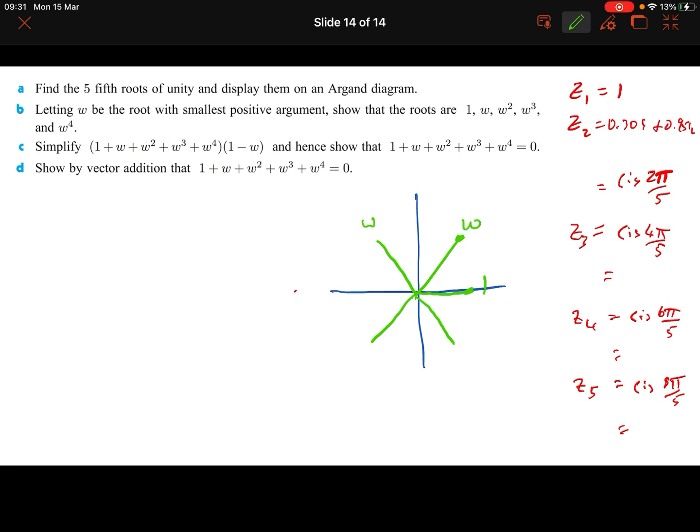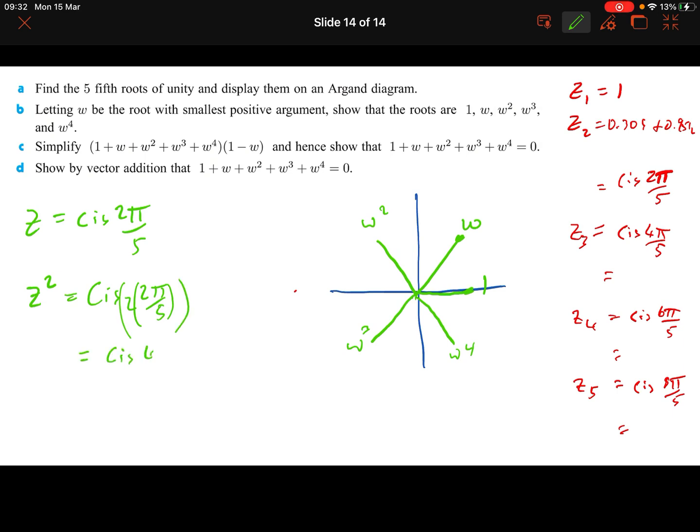So we're calling this one W, this one's 1, this one's W squared, W cubed, W to the power of 4. I need to show that that's true. I can show it's true because if I do Z equals cis 2 pi over 5, then Z squared is equal to cis 2 pi over 5 times 2. I'm just using De Moivre's theorem, which is cis 4 pi over 5, which is the next root.